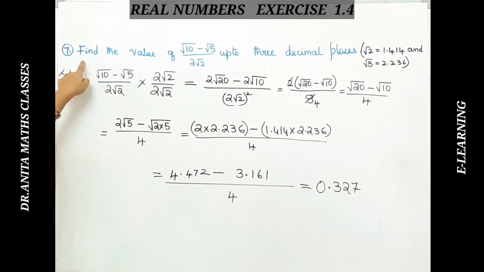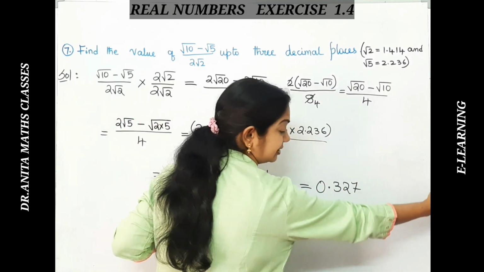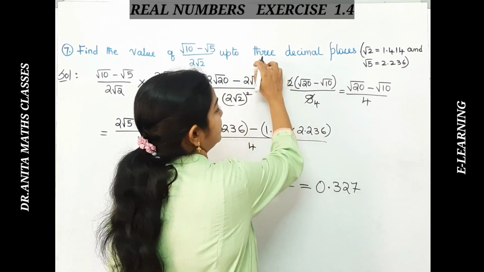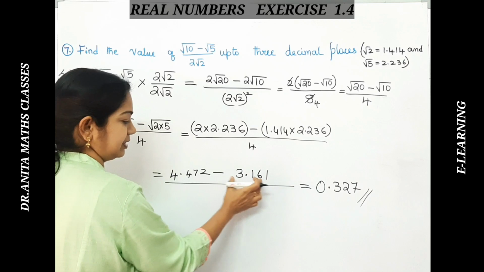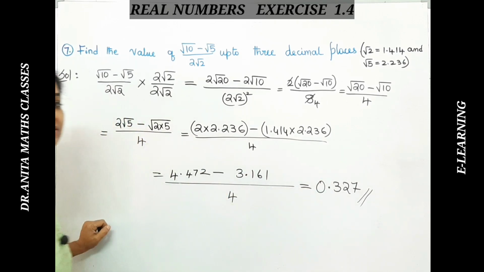So we have found the value. We get 0.32771, like that, it goes on. But we have to restrict it to only 3 decimals. So here, given 3 decimals, this is the final answer. Do this simplification, keep it here, do this subtraction and divide it by 4. You get 0.327. Pause the video and note it down.